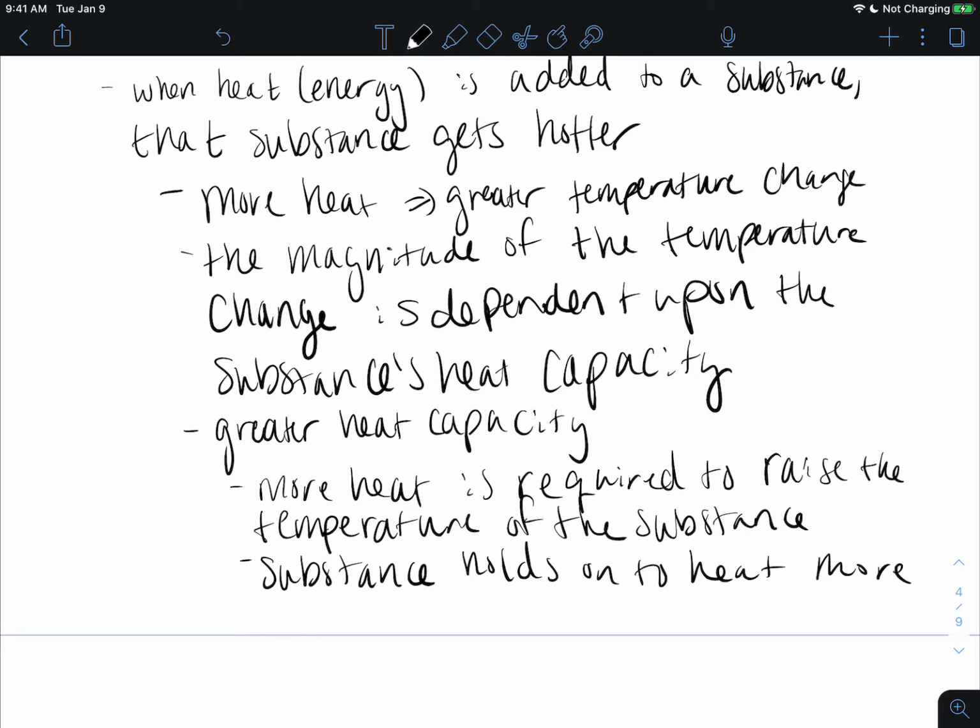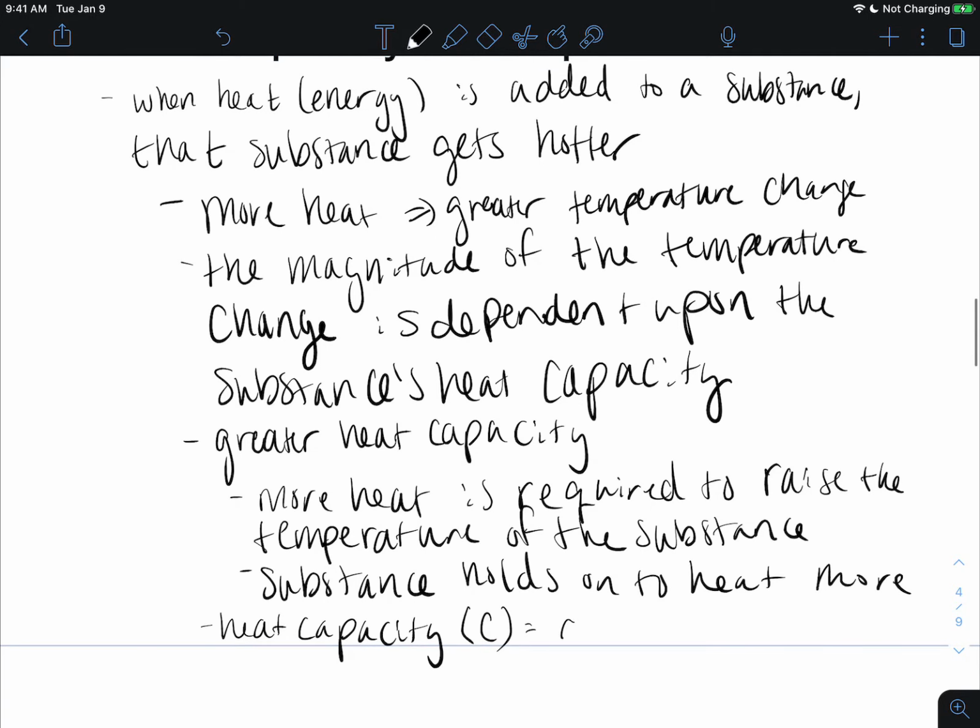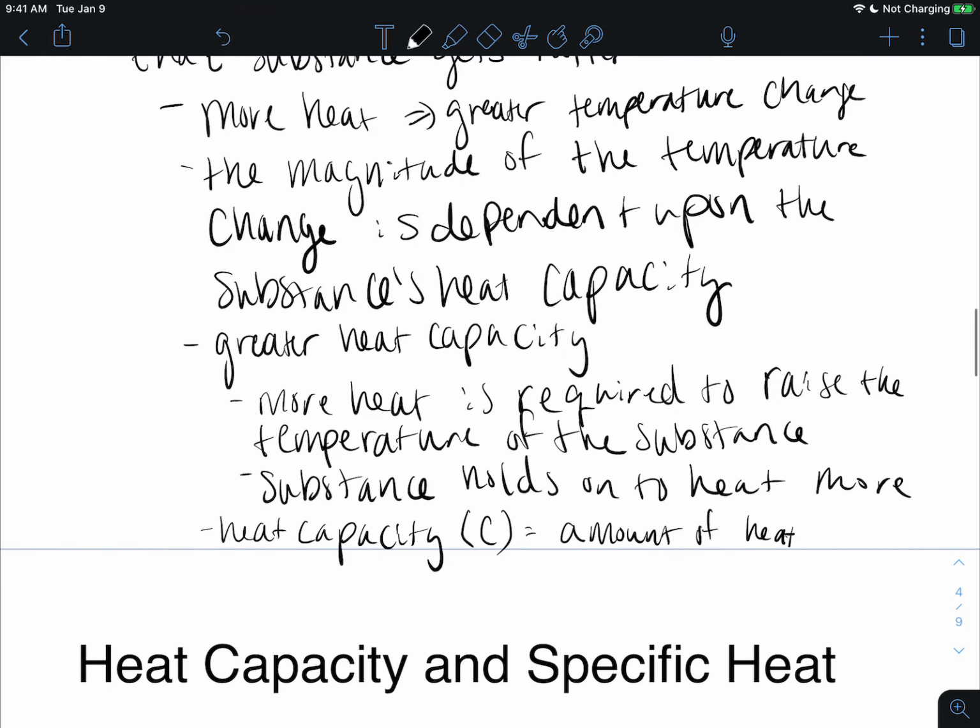Okay, so we define our heat capacity as the amount of heat required to raise a substance's temperature by 1 Kelvin or 1 degree Celsius. Heat capacity, simply C: the amount of heat needed to raise the temperature of a substance by 1 Kelvin or 1 degree Celsius.